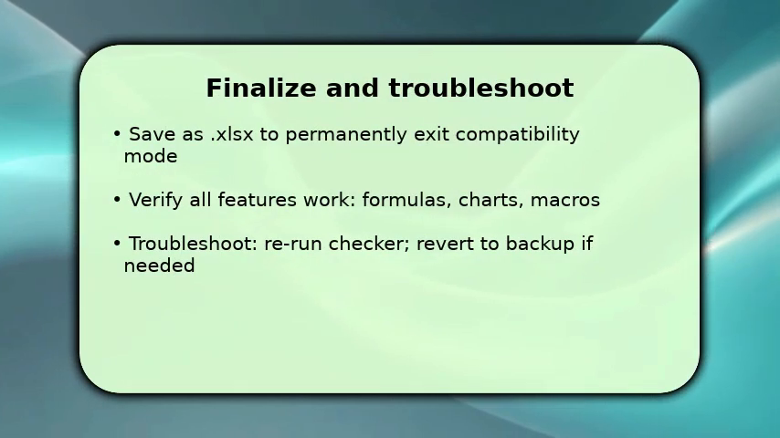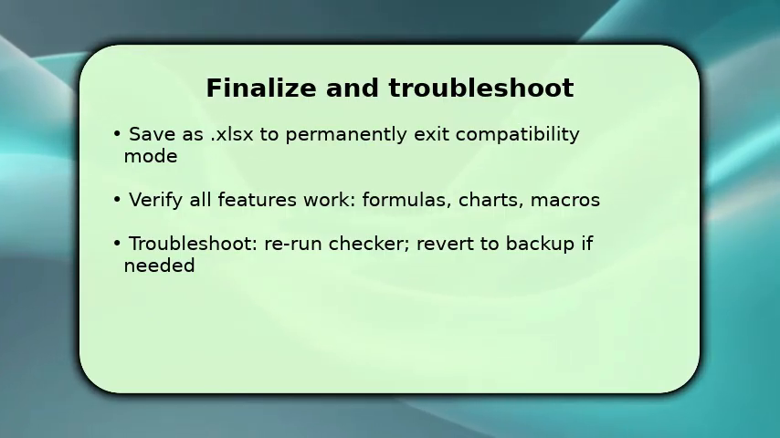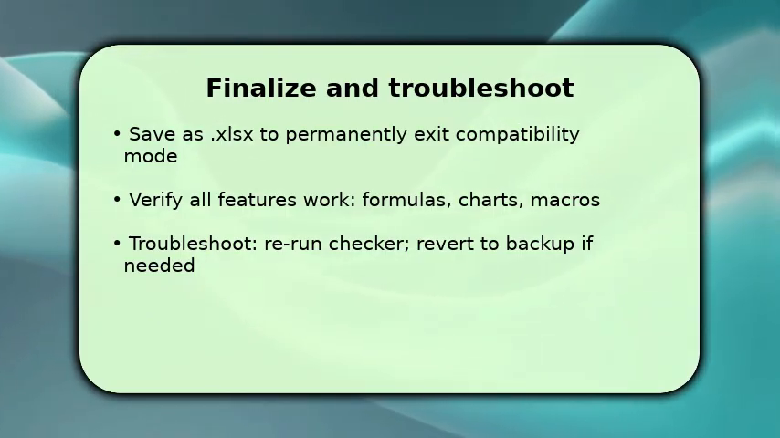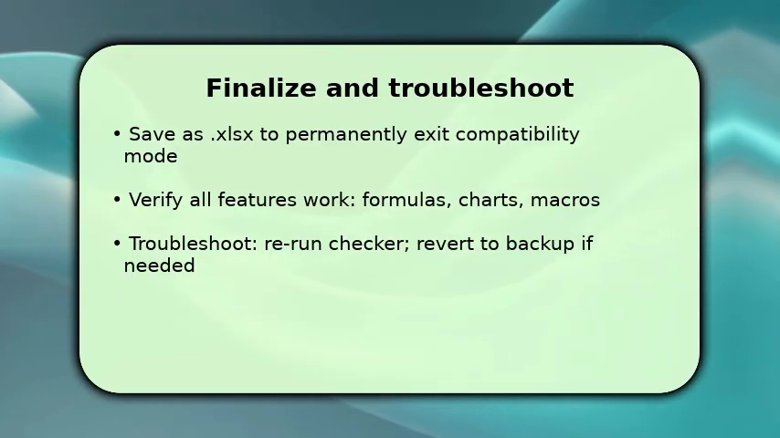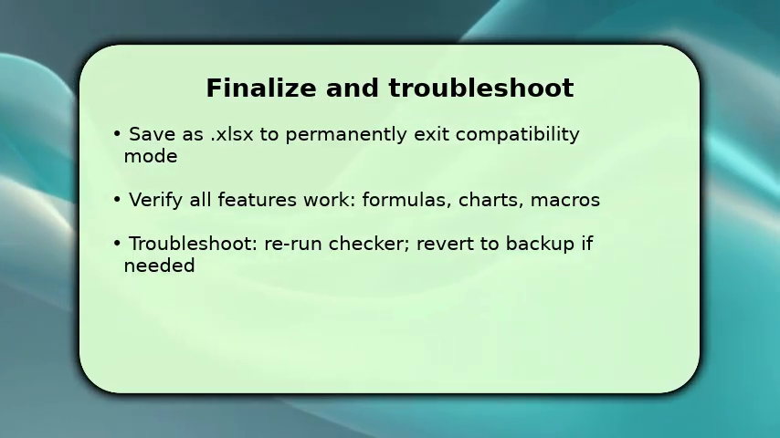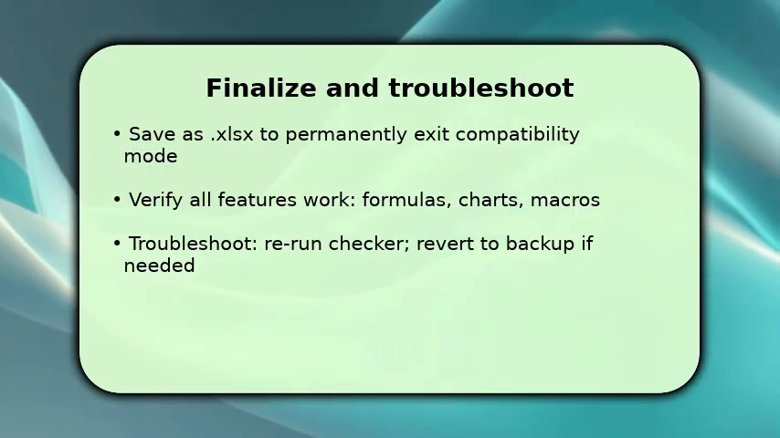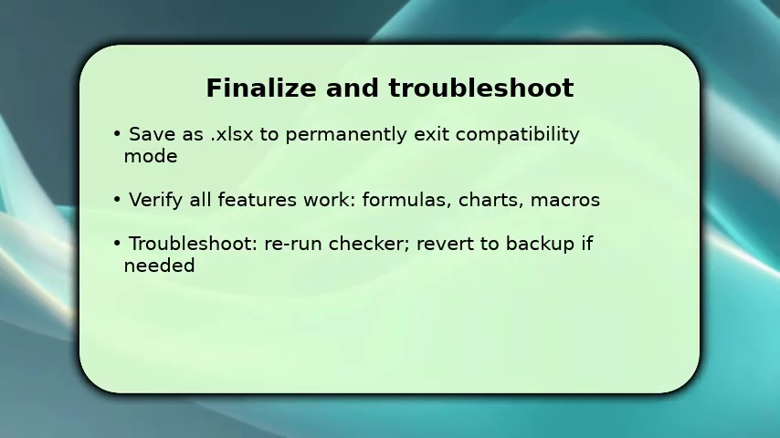Finally, save the workbook as an XLSX file to leave compatibility mode permanently. Excel will stop opening it with legacy restrictions. Then test critical sheets, confirm formulas, charts, and macros behave as expected. If something breaks, rerun the compatibility checker to see remaining issues or open your saved copy to compare.